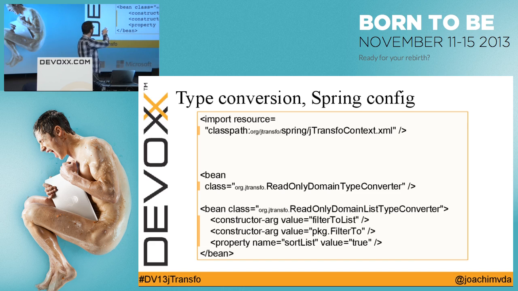The top one is a standard type converter which is included with JTransfo, which means that if you have a link object in your transfer object, that will only update the link itself, but not the fields within the linked object. The bottom one is an example of a list type converter, again using the read-only variation, and you can have some extra parameters about how to handle everything. For example, whether the list should automatically be sorted on conversion or not.